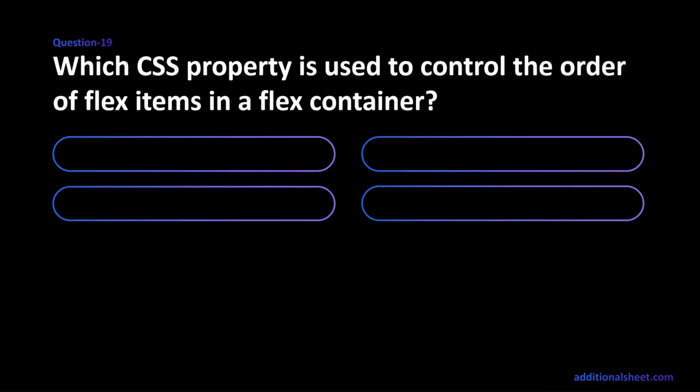Q19. Which CSS property is used to control the order of flex items in a flex container? Options are A. Flex order. B. Order. C. Flex direction. D. Flex direction.